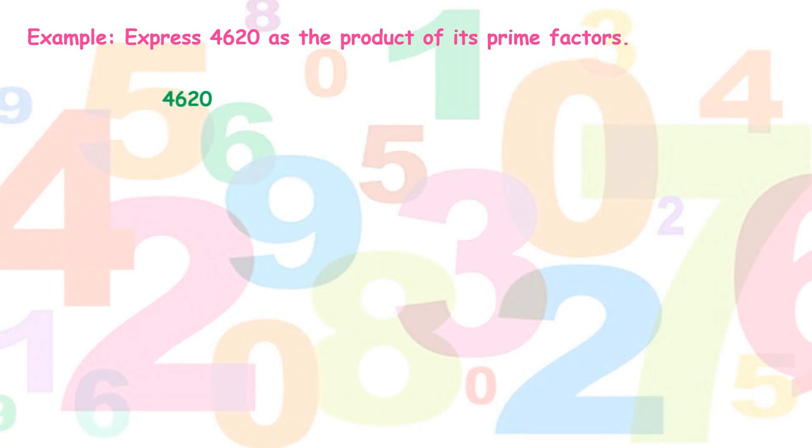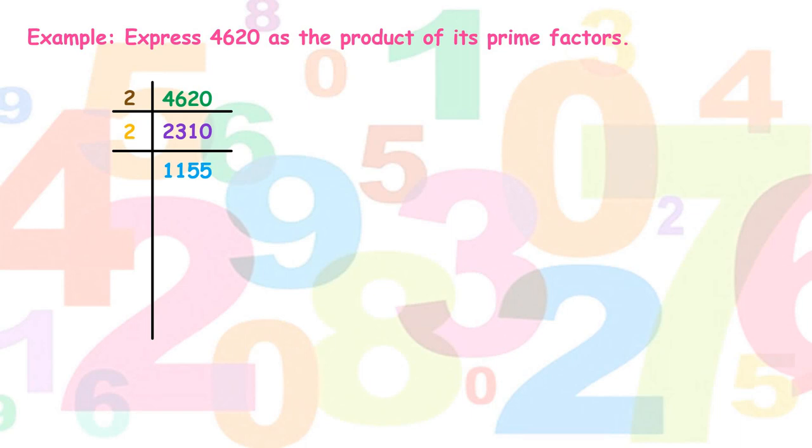So we'll take this number, draw a line beside it, and then draw a line below it. Now we'll take the smallest prime number by which it is divisible. Which number is that? Correct, 2, because it is an even number. So it will give 2310. Again it is divisible by 2. How much will it give as quotient? Correct, 1155.